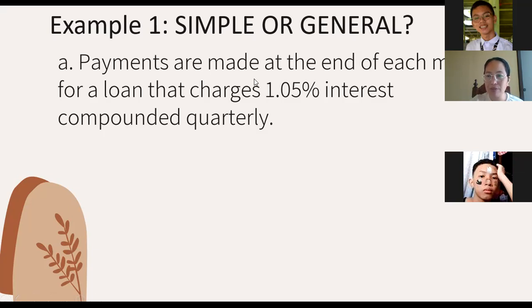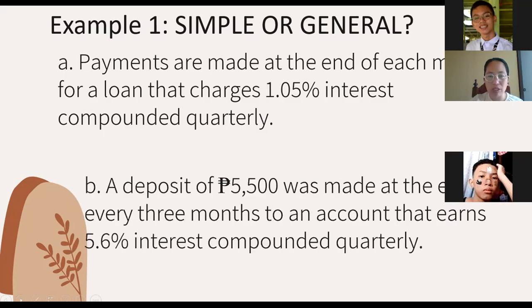Okay. Thank you for that, Miko. So very clear po yun, ha? The interest will apply quarterly. So that's why this is an example of a general annuity. How about this one?